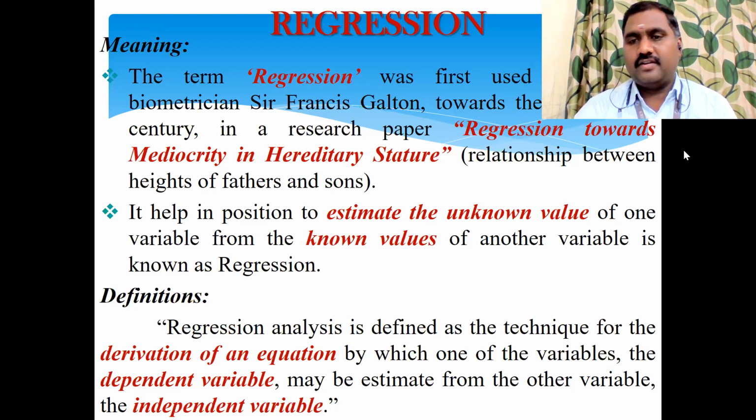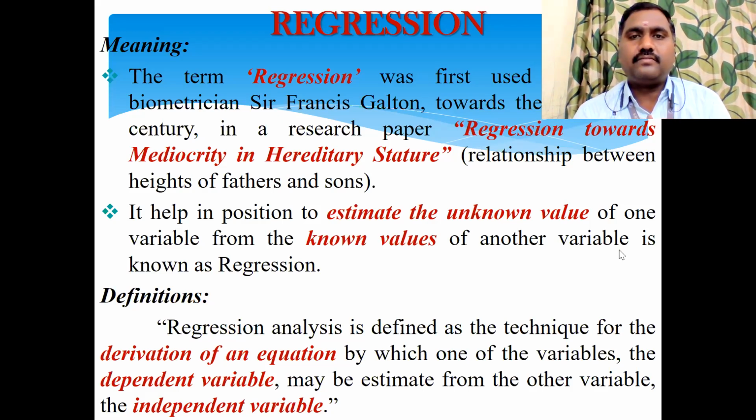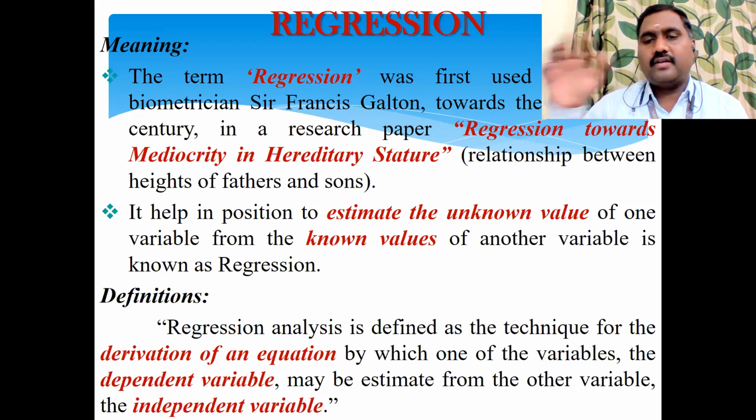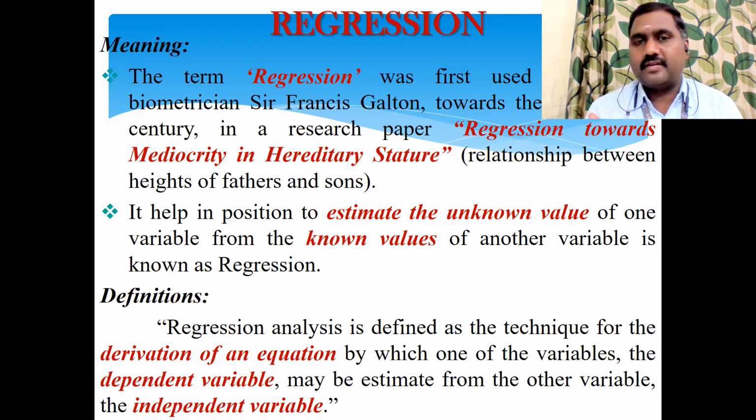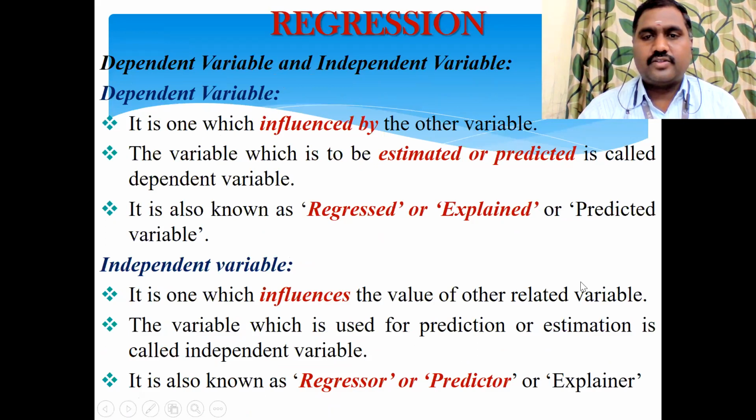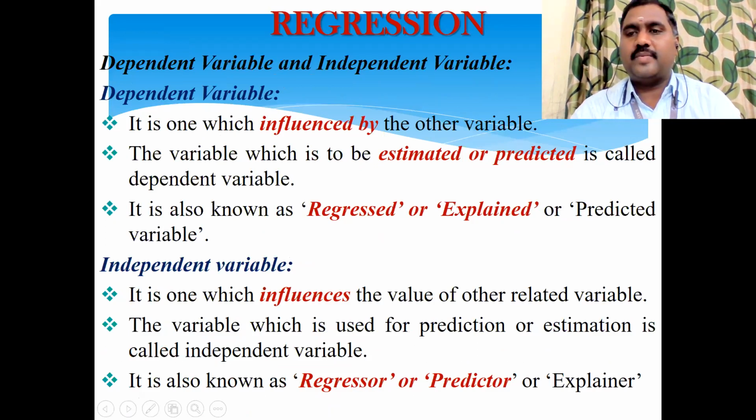This is your definition. Regression analysis is a statistical technique where you want to find out the equation for an unknown variable on the known variable. For that you need one dependent and one independent variable, or you can have one dependent and two or more independent variables. That is called regression. This is the theory concept.